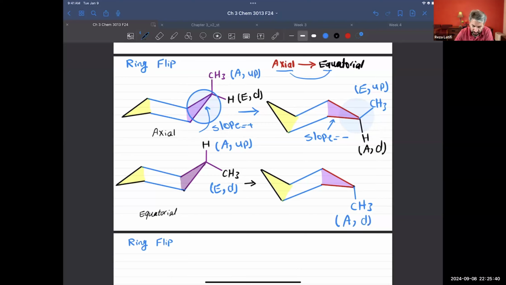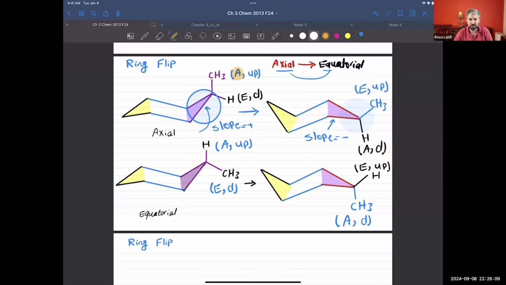And where is the hydrogen? Hydrogen from axial, it will get equatorial position. So that's going to be hydrogen. Okay, and hydrogen has equatorial position. So from axial, we move to equatorial, but it still is pointing up. So let's highlight axial and equatorial.